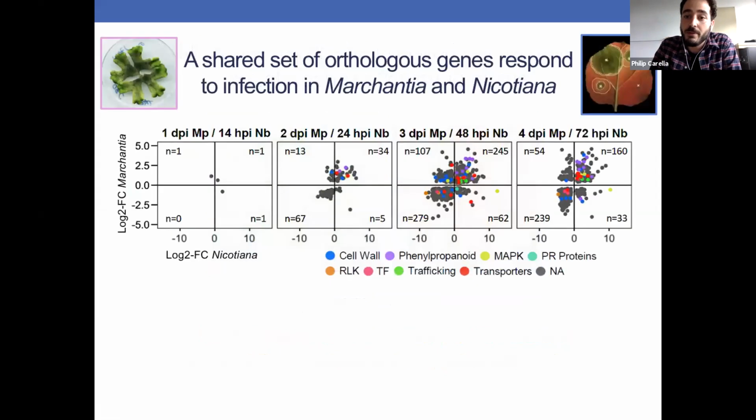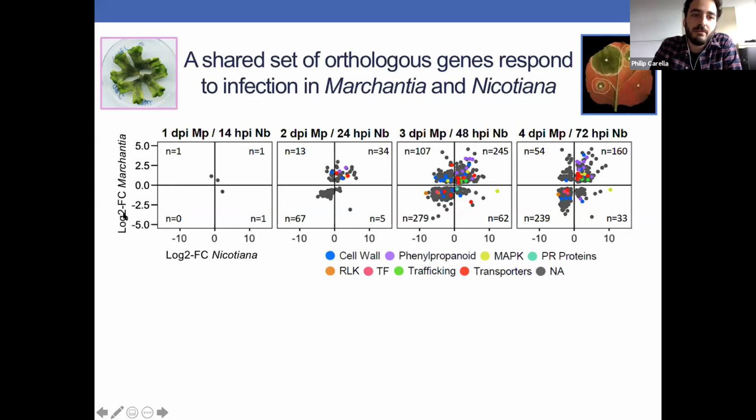So to do this, we did some more RNA-seq. We did it in Nicotiana benthamiana. And here we've compared the two RNA-seq data sets. So since there's a large divergence time between these two plants, we're looking at single copy orthologs only here. It's a bit complicated, but I can walk through it.